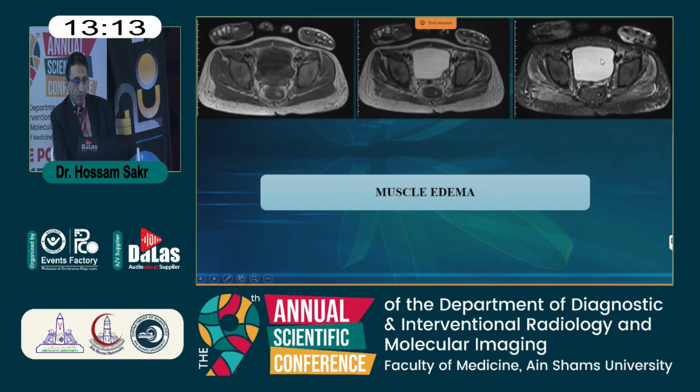While in muscle edema of the gluteal muscles, low signal may not be detected in T1, with subtle high signal in T2, but in STIR images or fat suppressed images, the high signal is well seen.